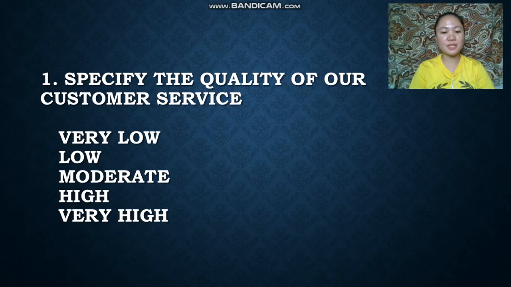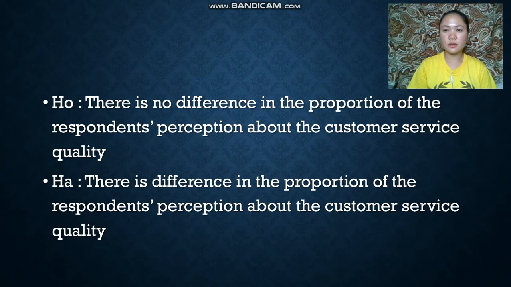Now, we are going to specify the null and alternative hypothesis for testing. The null hypothesis is there is no difference in the proportion of the respondents' perception about the customer service quality. The alternative hypothesis is there is a difference in the proportion of the respondents' perception about the customer service quality. These are the two hypotheses which we are going to test.